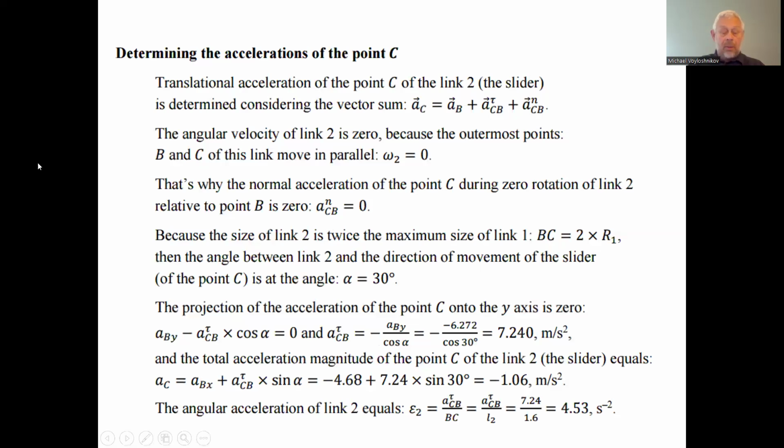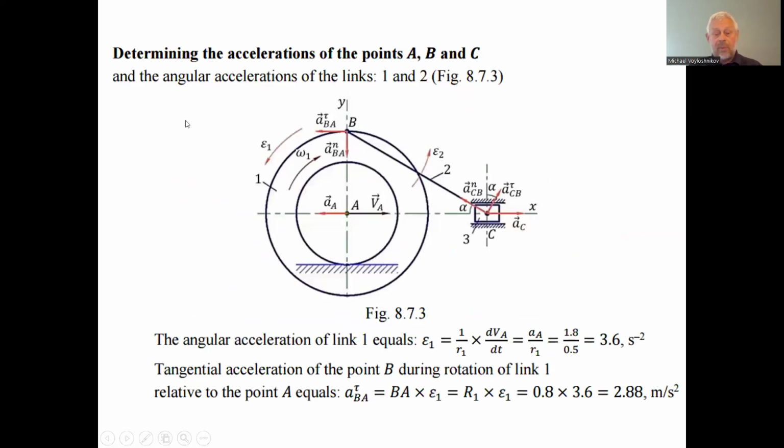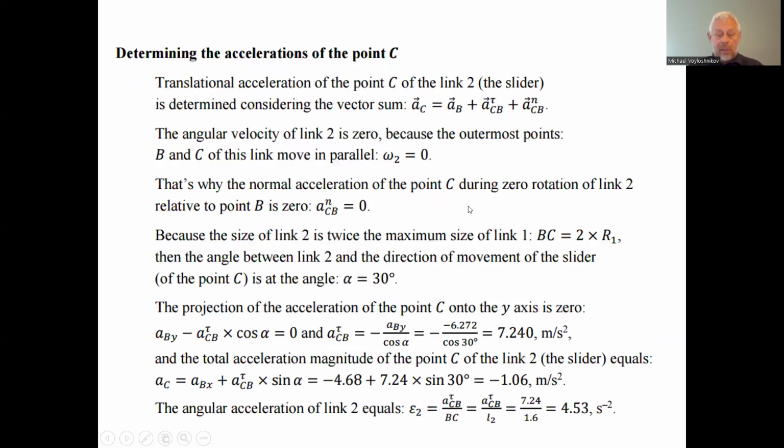The angular velocity of this link is 0 because the outermost points B and C of this link move in parallel at this one instant of time. We have the motion of the slider C and the motion of point B of the wheel. Point B moves horizontally, so its instantaneous velocity is horizontal, and the velocity of point C is horizontal all the time. So this connecting rod moves translationally, without rotation. So the instantaneous angular velocity of this link is equal to 0.